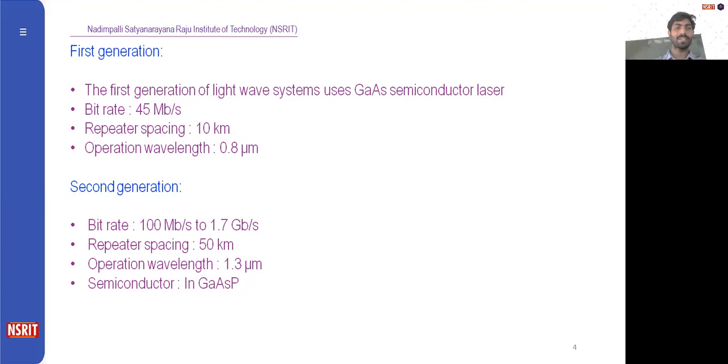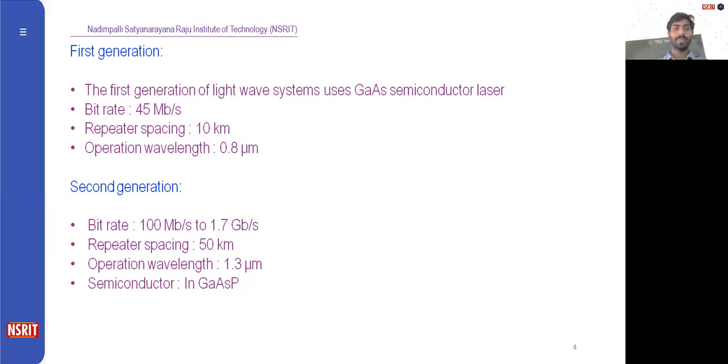When we went for the second generation, the speed increased. That means it became 100 Mbps to 1.7 Gbps, and the repeater spacing also increased. That means we need a smaller number of repeaters when compared to first generation optical communication. By how much? By 5 times. We can reduce our repeaters by 5 times.